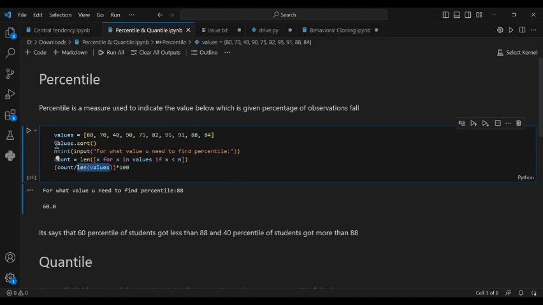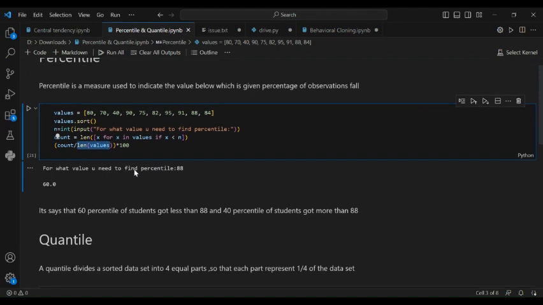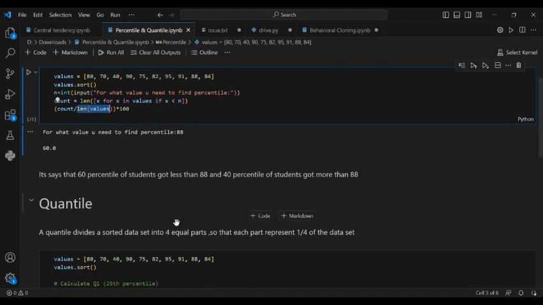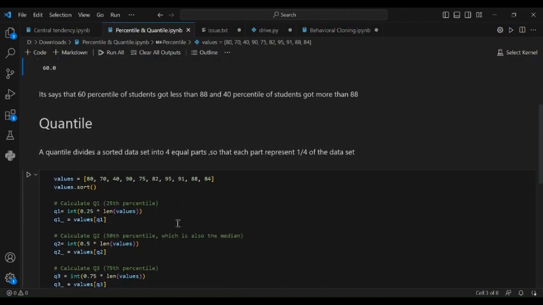The same thing I have done. First I sorted it in ascending order, and then I took a user input for which value you need to find the percentile, and I have given 88. I took the count, which counts the values less than 88. I think six values are less than 88. So 6 by 10 into 100. This is how we calculate the percentage. So what does 60 define? It says that 60 percent of the students got less than 88 and 40 percent of the students got more than 88. Let's move to the quantile.